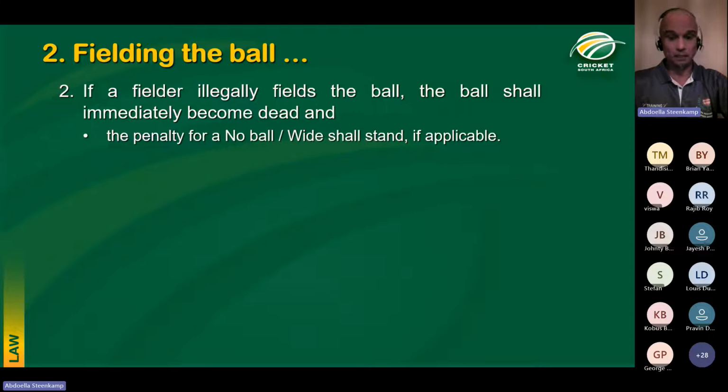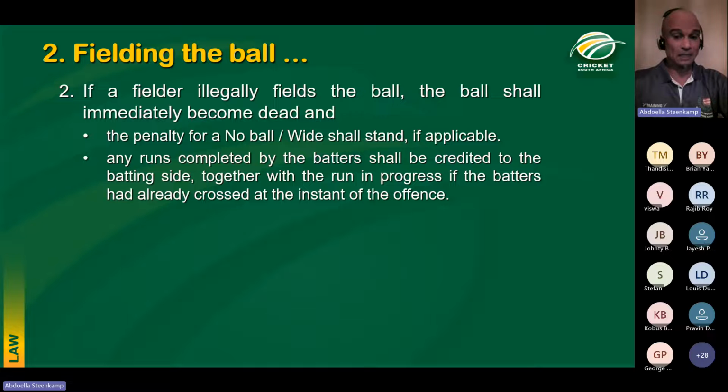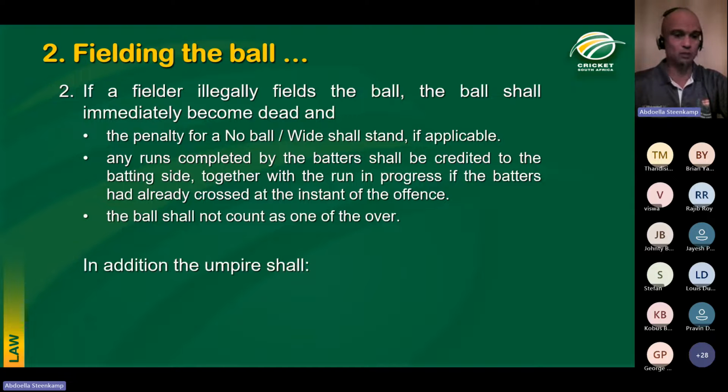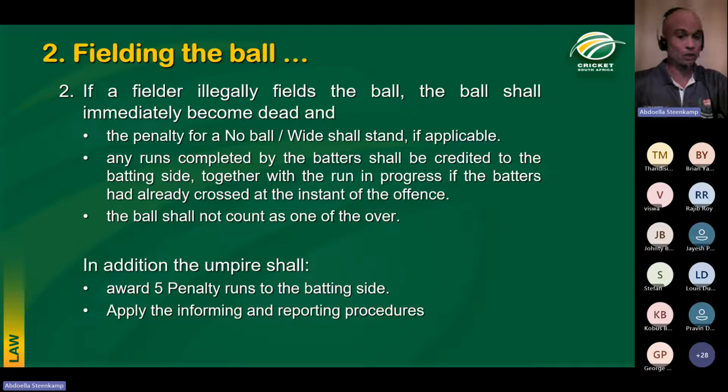If that ball was a no ball or wide, that no ball or wide shall stand. Any runs completed by the batters shall also stand, together with a run in progress if they crossed when the ball came dead, when the fielder, let's say, tried to field the ball with his or her cap. Those runs all count. Ball not to count as one of the over. 5 penalty runs to the batting side. You'll inform everyone of what has happened and you'll report this to the governing body. So you can see it's a fairly strict punishment, I wouldn't say harsh, but if it's illegal fielding, this is the punishment. 5 penalty runs. Runs to count. Ball not to count as one of the over.